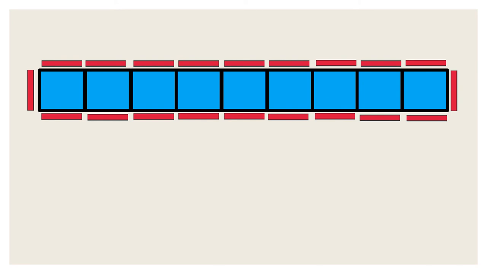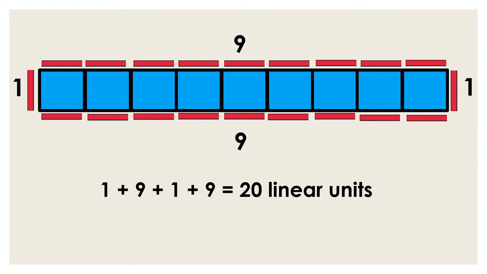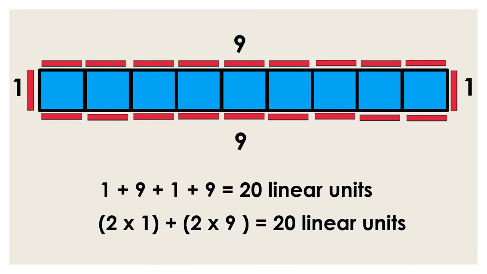So, we have proven that a 1x9 array will equal 20 linear units. 1 plus 1 plus 9 plus 9 equals 20 linear units. You could also put the 1s and 9s together. So 1 plus 1 equals 2, and 9 plus 9 equals 18. 2 and 18 added together equals 20. Since there are 2 ones and 2 nines, you could also write the quantity 2 times 1 plus the quantity 2 times 9 equals 20 linear units.